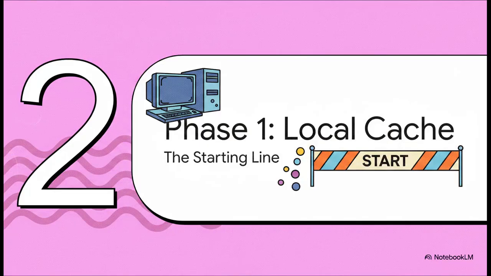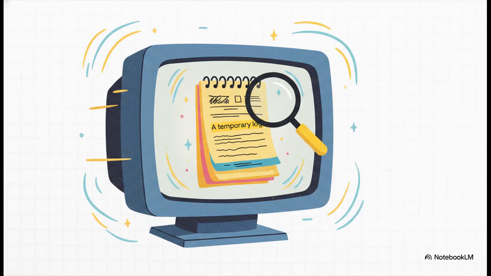Which brings us to Phase 1, local cache. This is our starting line. Look, before your computer ever bothers to ask the rest of the internet for directions, it's actually smart enough to check its own memory first. Both your web browser and your computer's operating system keep what's called a cache. Think of it as a temporary log of websites you visited recently.